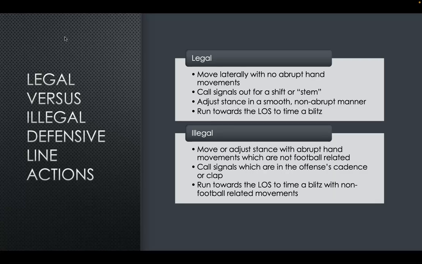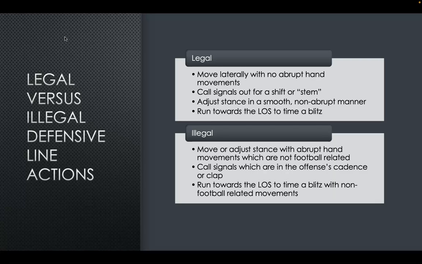They are allowed to adjust their stance, the defensive linemen. They can adjust in a smooth, non-abrupt manner. They can switch hands, they can readjust, just as long as they do not move forward enough to put them in the neutral zone. But just as long as it, again, is smooth, not abrupt. And you'll see some plays where it becomes very difficult to judge. But that's why we're paid the big bucks to do this.